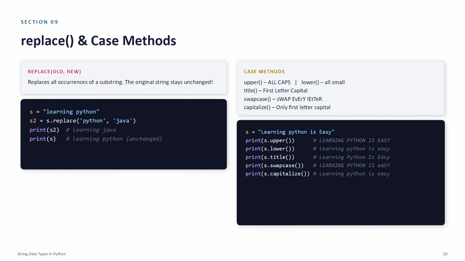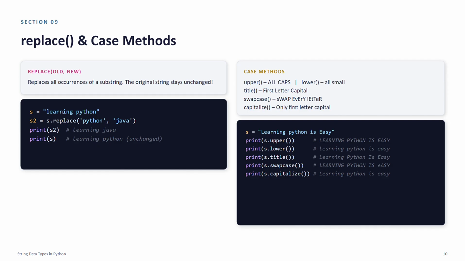Now let's see another one, that is the case methods. Python provides different case methods: upper, which converts everything to capitals; lower, which converts everything to small letters; title, which makes the first letter of each word capital; swapcase, which helps to switch or flip the case; and capitalize, which capitalizes only the first letter of the sentence, used when forms auto-capitalize your name. So let's see how we can use all of these case methods with the variable s. In the variable s I have stored the string value learning Python is easy.